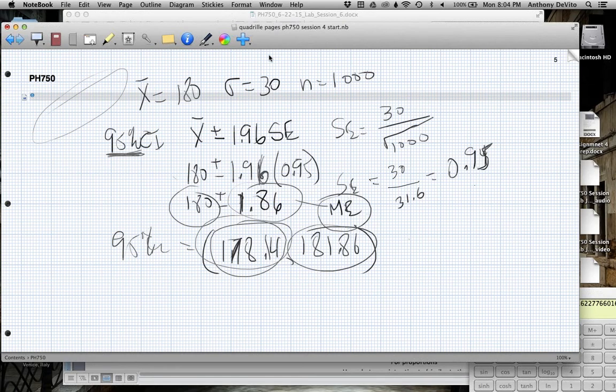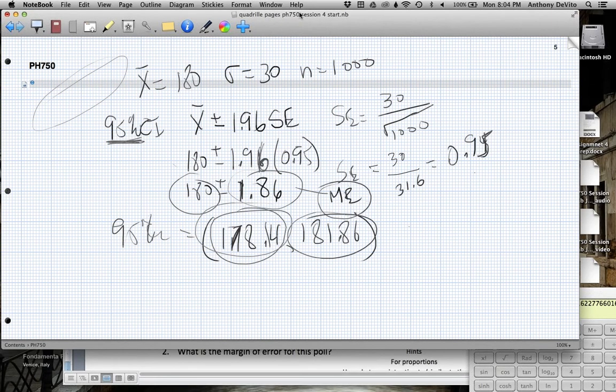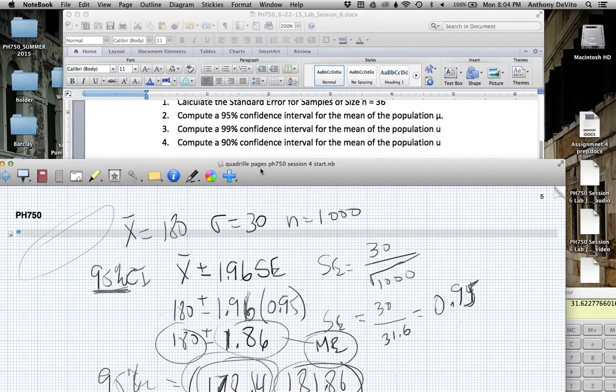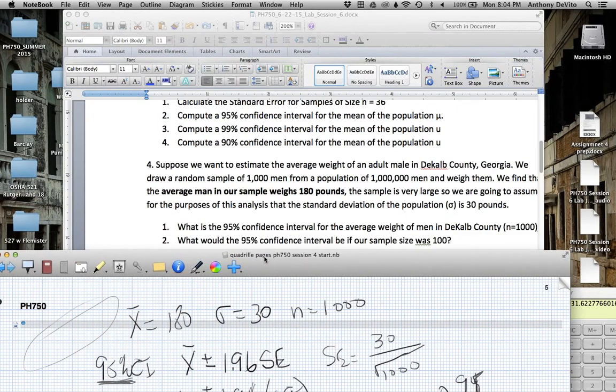Okay, so at any rate, it's 178 to 182 roughly is going to be our 95% confidence interval. The next question was, I think, to determine the 99% confidence interval, or we change the sample size.